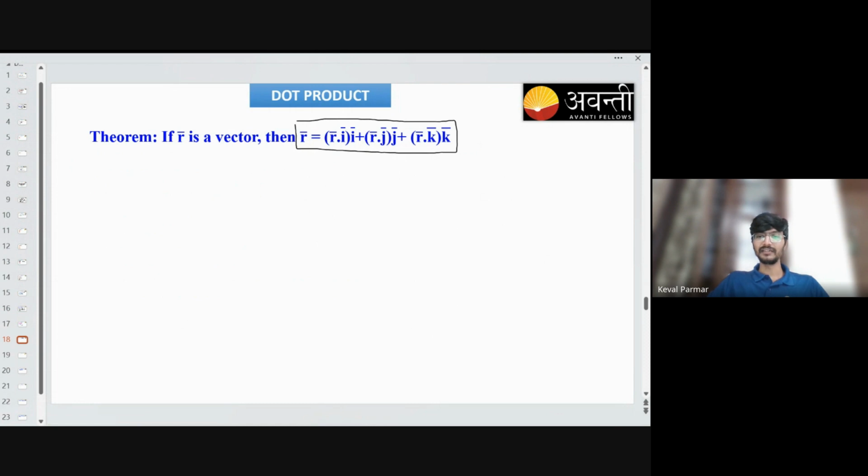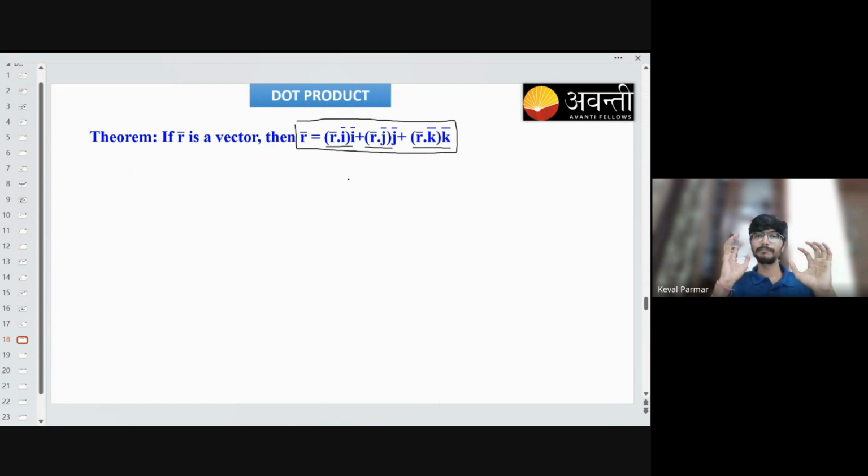Any vector R bar can be written in terms of dot product as R bar dot I cap into I cap plus R bar dot J cap into J cap plus R bar dot K cap into K cap. Correct, guys? This is the result. Now we have to prove it.